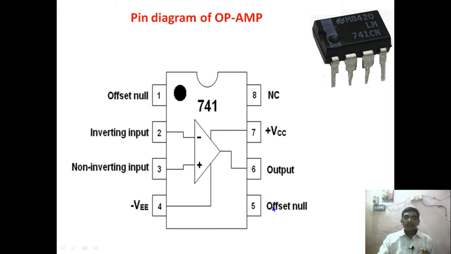By giving some external voltage to pins number 1 and 5, we can adjust the output to 0 for 0 input. Usually for 0 input, the output must be 0, but because of some problems inside the ICs, like biasing, supply voltages and some other problems, we may get some error output signal on the order of millivolts. So that millivolt error can be minimized using the offset null adjustment pins.